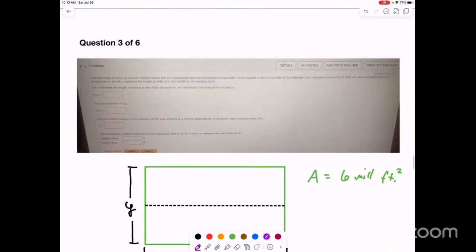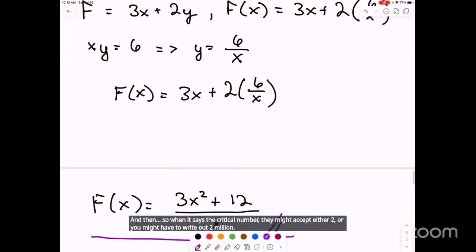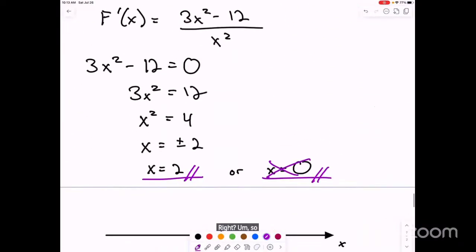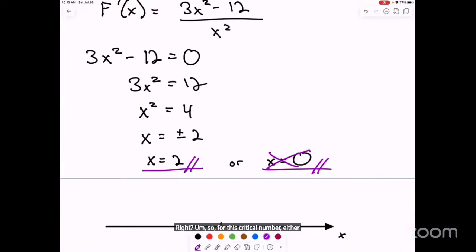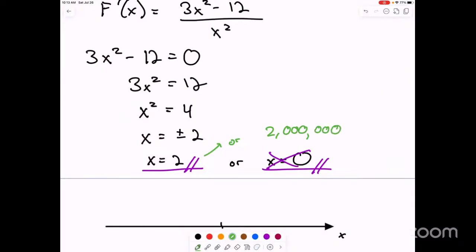And so when it says the critical number, they might accept either 2, or you might have to write out 2 million, right? So for this critical number, either put 2, or you might have to write it as 2 million.